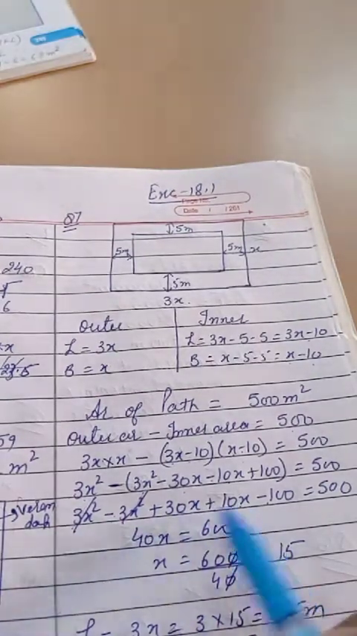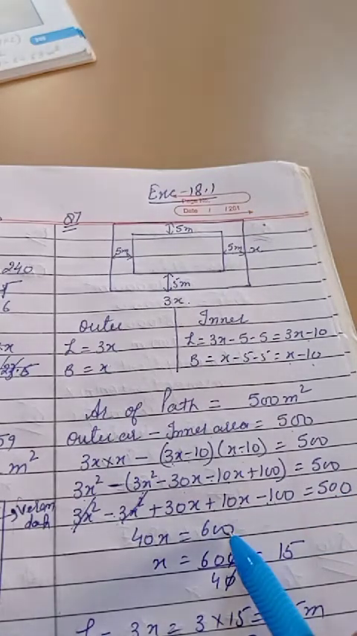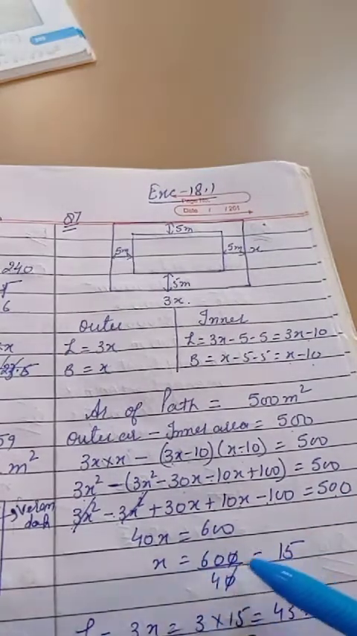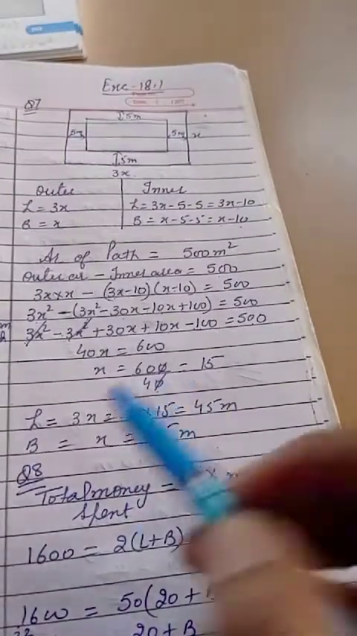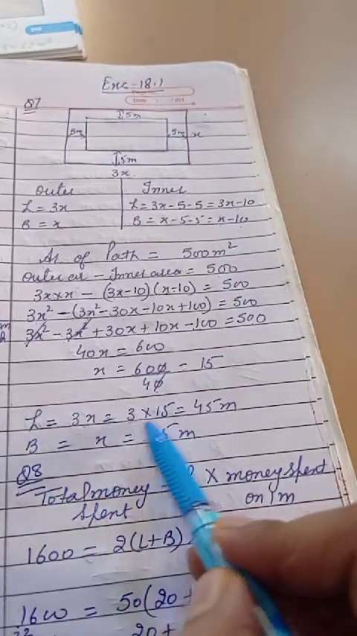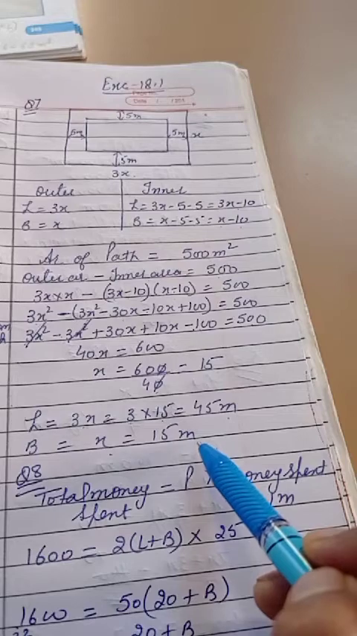30 and 10 both are like terms. 40x. Shift 100 that side. It will become 500 plus 100, 600. x is 600 over 4. It is 15. And you are asked to find the length and width of the field. Length was 3x, 3 into 15, 45 meter. Width is x, that is 15 meter.